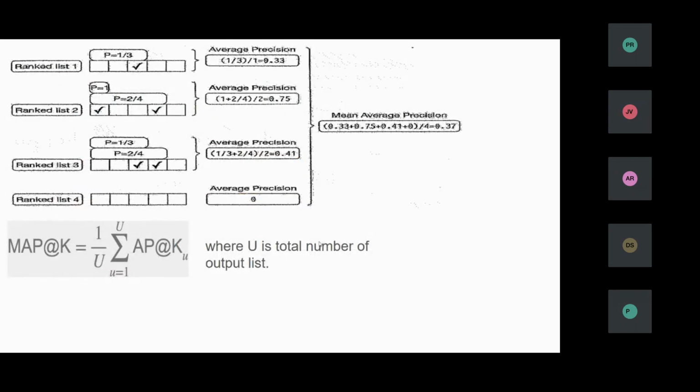So here you can see that there are ranked lists, and the average precision is calculated for each of the lists. For the first ranked list, we are getting an average precision of 0.33. For ranked list 2, we are getting an average precision of 0.75. For ranked list 3, we are getting an average precision of 0.41.